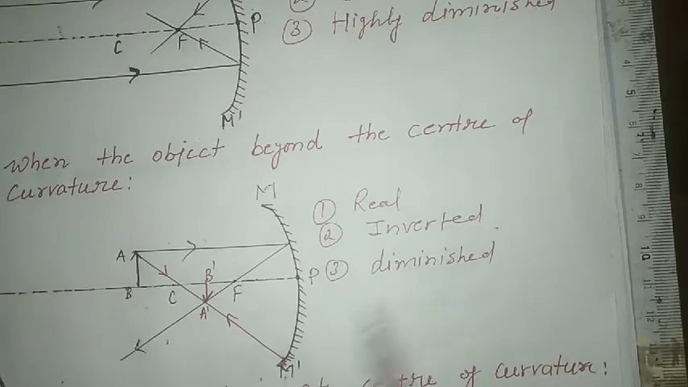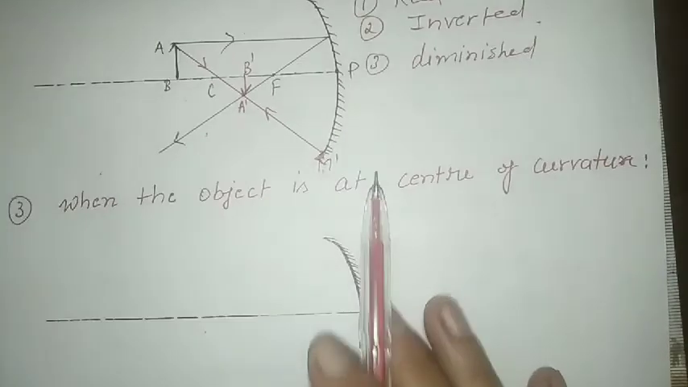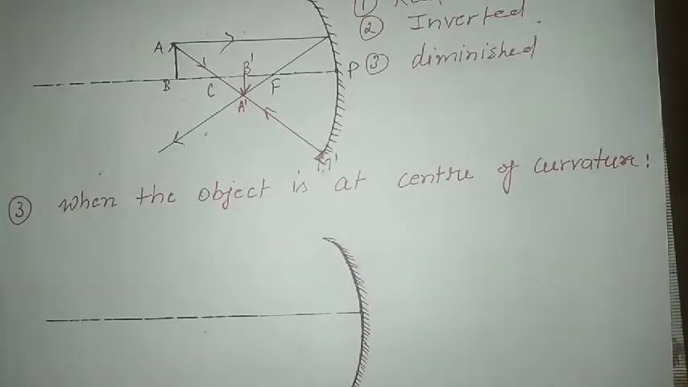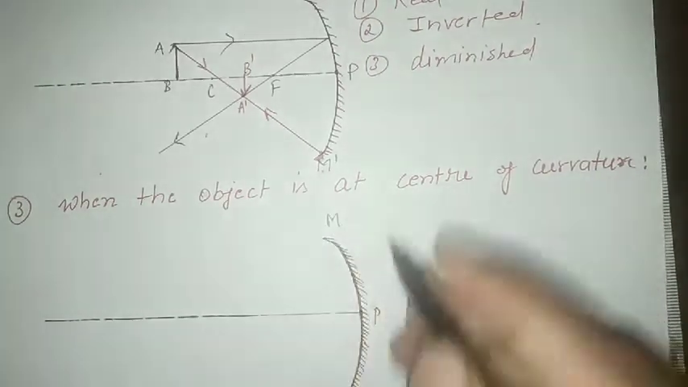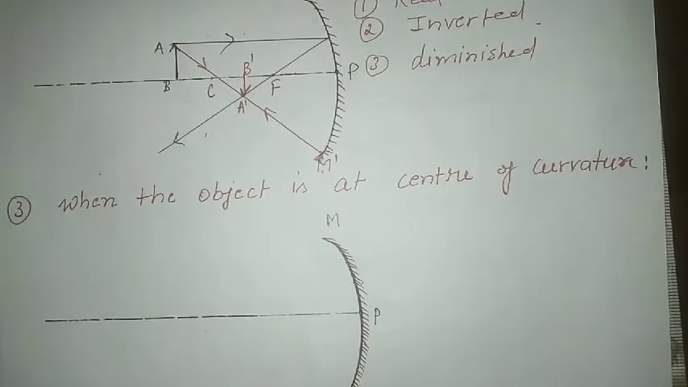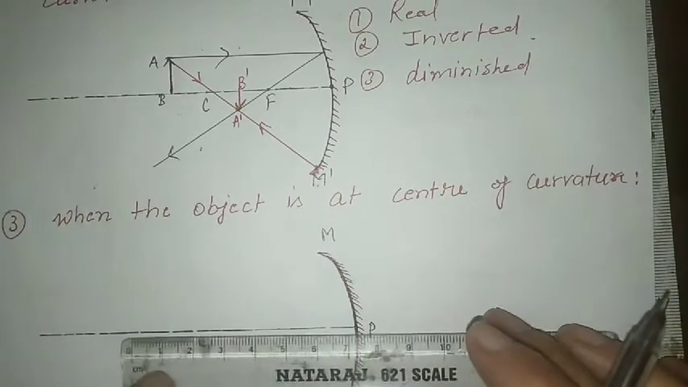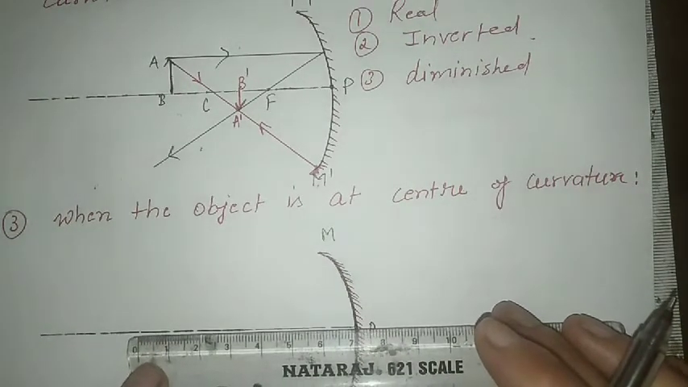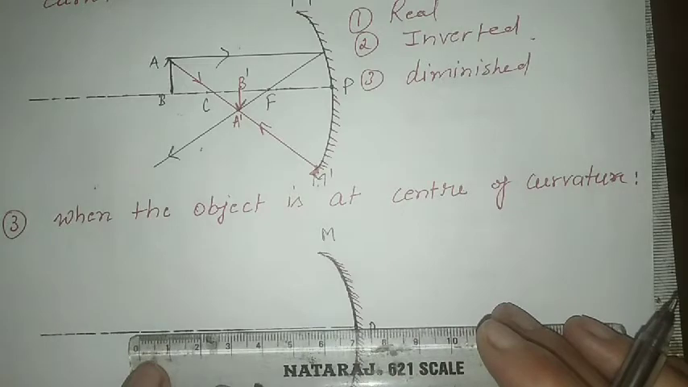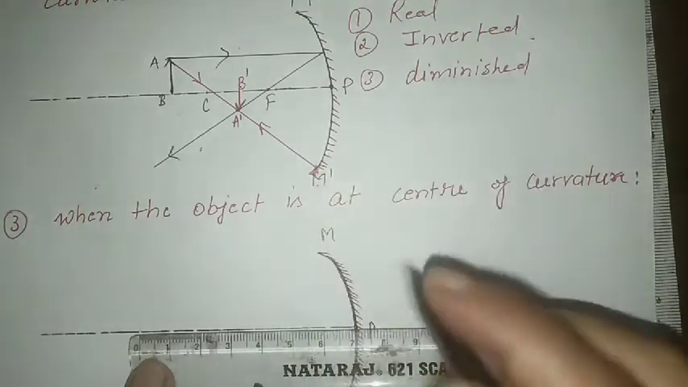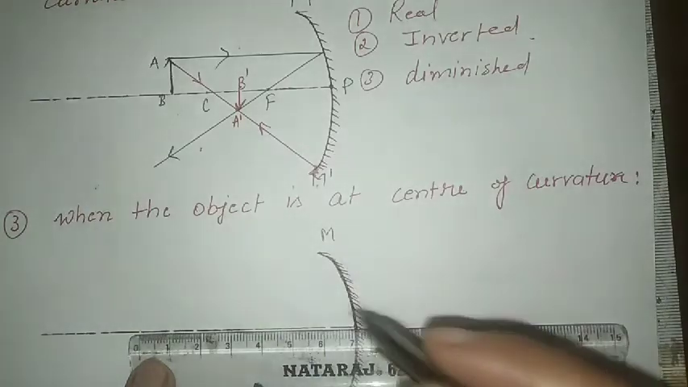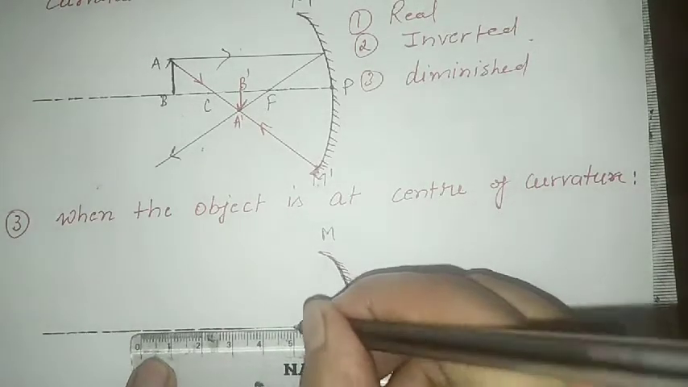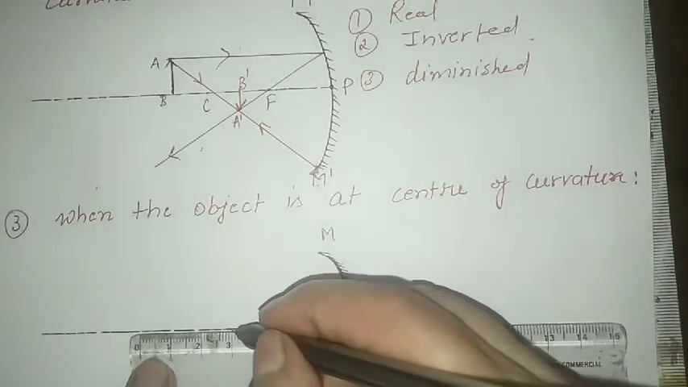Real, inverted and diminished. Now the third case is there. Same we will apply here. This is the pole, this is our M dash, and here at 2 centimeter I am taking. You can take more or less than this, but if you take more, it will take more space, meaning a bigger size of the mirror is required, so the rays cannot come in a proper way.